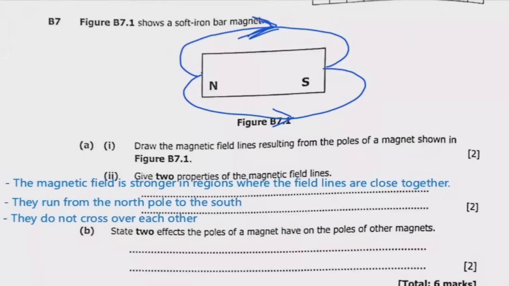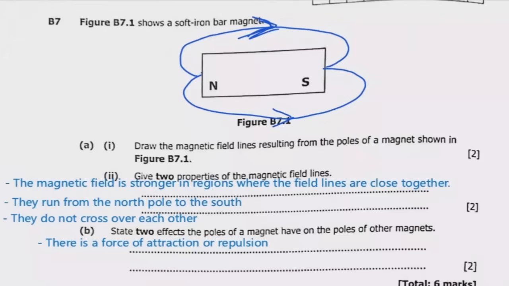Okay, so the effect they have is a force of attraction or repulsion. When you bring two magnets together, they will either attract each other or repel each other. So the answer there is that point, which can gain you 2 marks. It's either there is a force of attraction or a force of repulsion when you bring two magnets together. Okay, so those are the answers.